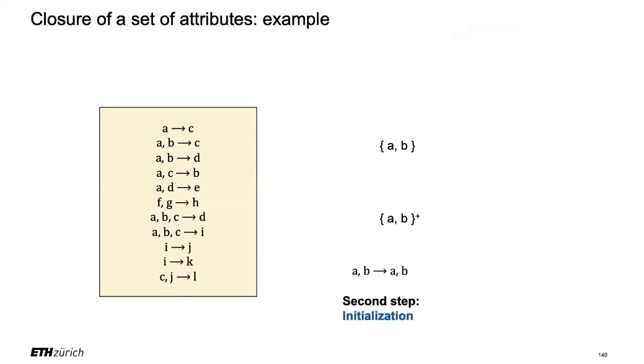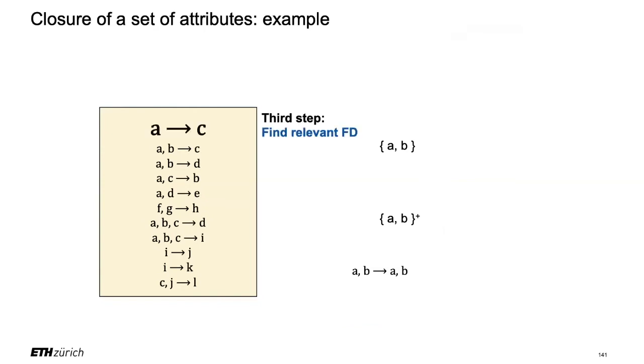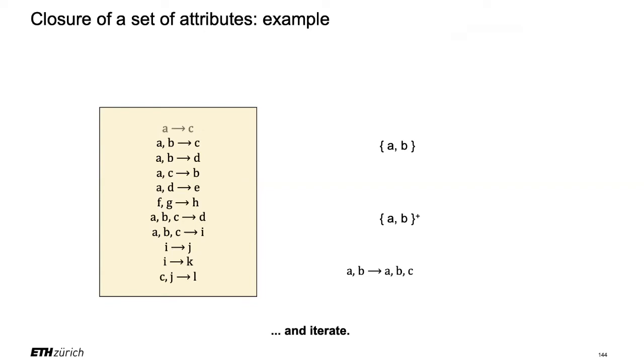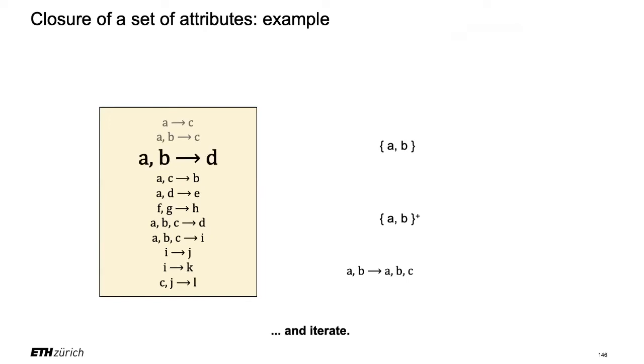Okay, and now we just iterate. So we initialize. AB functionally determines AB. So we look for a relevant functional dependency. Oh, I found one here. A functionally determines C. So if I know A and B, I know C. There you go. So I add C there, thanks to this one. And now I iterate. I gray it out because I used it. And I continue. Now here's an interesting one too. If I know A and B, then I know D.